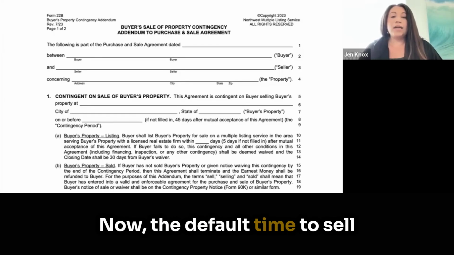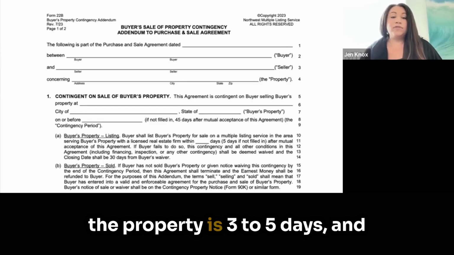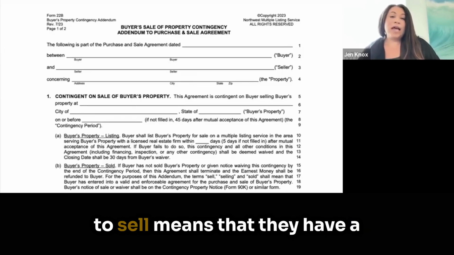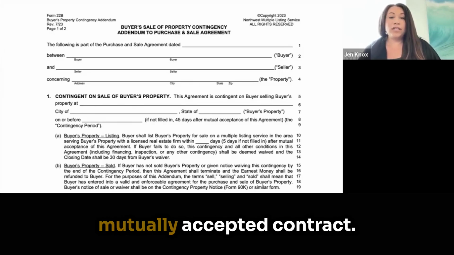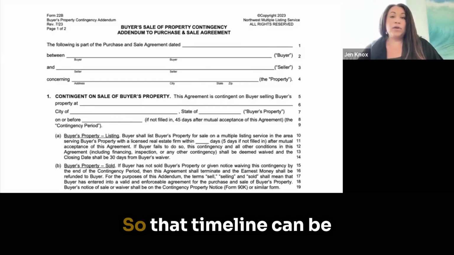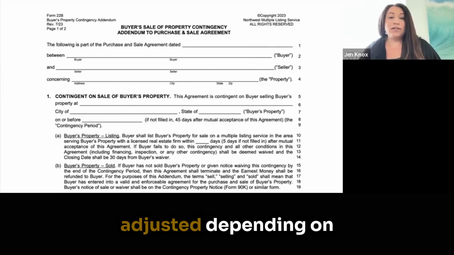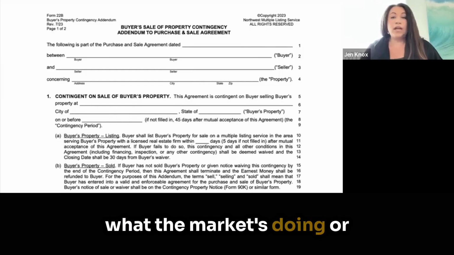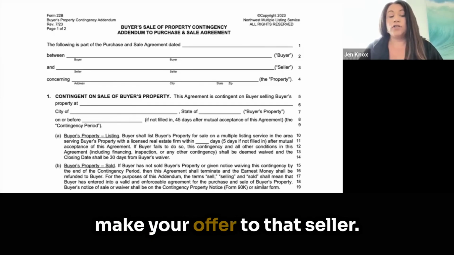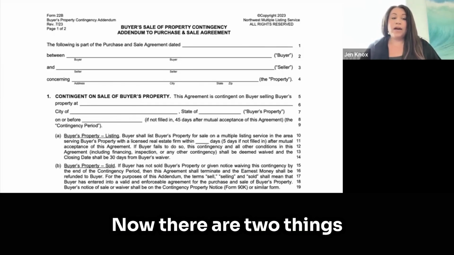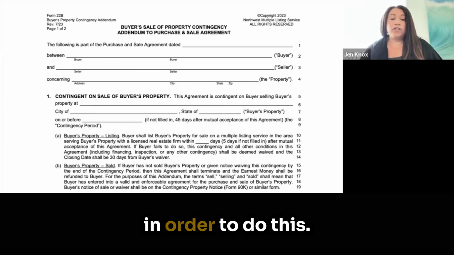Now, the default time to sell the property is 45 days. And to sell means that they have a mutually accepted contract. So that timeline can be adjusted depending on what the market's doing or how aggressive you want to make your offer to that seller. Now, there are 2 things that need to happen in order to do this.